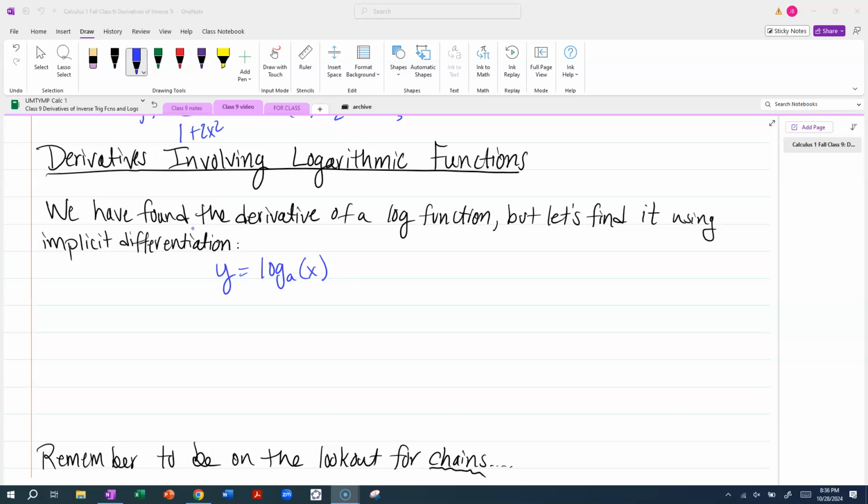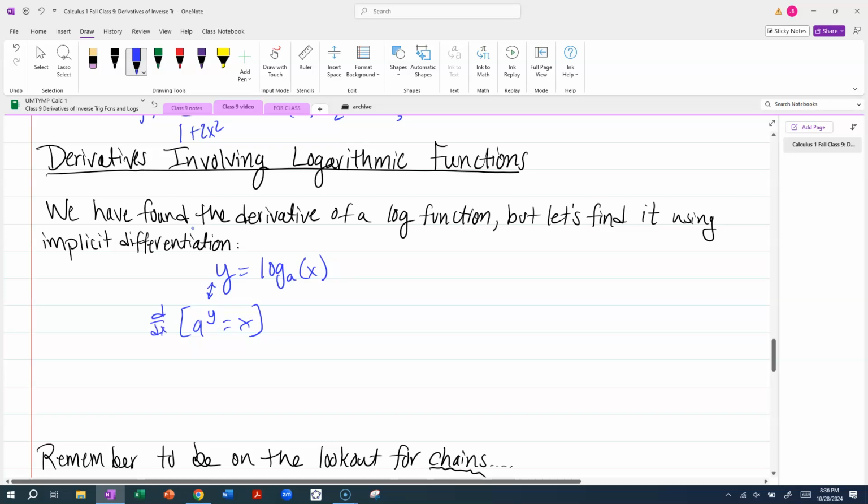So let's think about when we see a log equation. We can also translate that into an exponential. So we can also switch that into something where we have, say, a to the y is equal to x. That would be the equivalent exponential form. And then we can differentiate this, and this requires logarithmic or implicit differentiation.